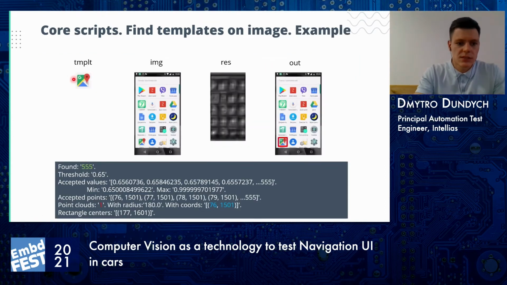So how it works: it takes the template image, finds the template on the image, builds the map, and selects the matching. Here we see the accepted values, there are a lot of them, because the threshold is 0.65, and all values bigger than that, even 100%, are accepted. But then we parse the points and have only one cloud. So clouds with a radius, and we have the coordinates of that.